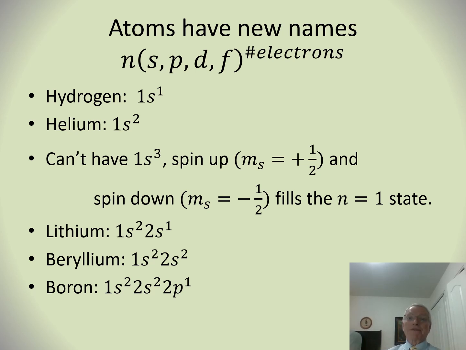So now atoms have new names. Hydrogen is 1s1, helium is 1s2. Can't have 1s3, so lithium has to be 1s2 2s1. Its n equal 1 states are filled, and one of its n equal 2 states is filled. Beryllium has both s states filled, both 1 and 2. If you move to boron with 5 electrons, the 1s level is filled, the L equals 0 part, the s part of the 2 level is filled, and you can put 1 electron into the L equals 1 state, the p state.